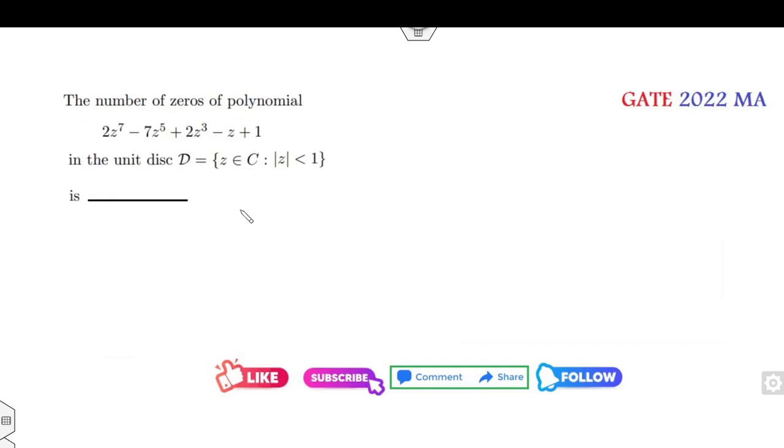You can see it's GATE 2023. Number of the zeros again on the circle 1. Can you find the first term? First term is 2. Second term is 7. Third term is 2. Fourth is 1. And the last term is 1. The maximum value is 7. And the rest of the terms, 2 plus 2 plus 1 plus 1, clearly is less than 7.